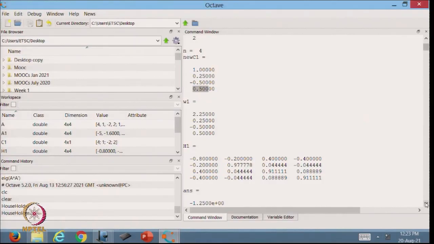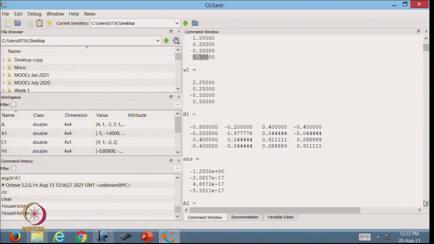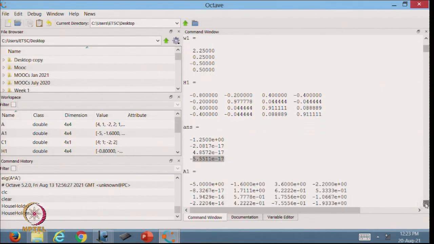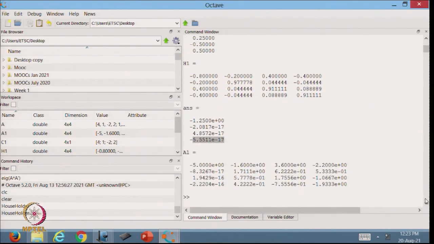So, once I take this H1 and apply it on the vector, you see that this value becomes minus 1.25 and this value 0, 0 and 0. So, all three values become 0 now, and I apply this on the A matrix. So, A1 is the new matrix with the first column a new vector, and then here it is 0, 0, 0. So, this is what we got. So, my value of this A1 is this value.